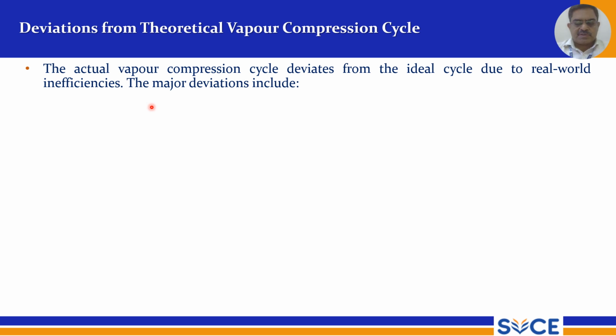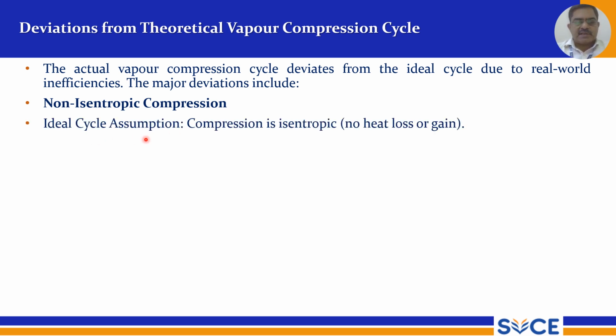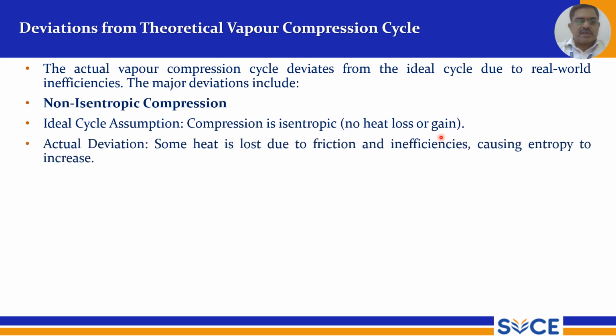The major deviations include the non-isentropic compression. So as I said, 1 to 2, 1 to 2 dash is the actual process. Ideal cycle assumption: compression is isentropic, no heat loss or gain. But what is happening in actual deviation is some heat is lost due to friction and inefficiencies, causing entropy to increase.